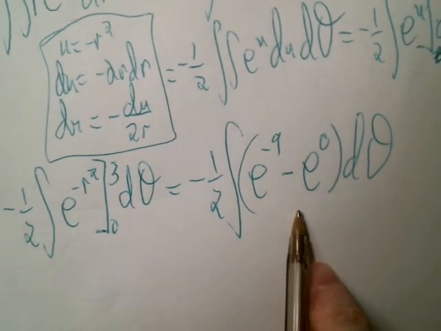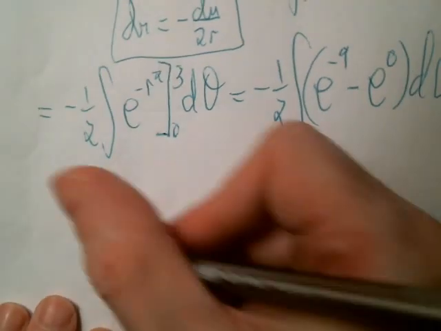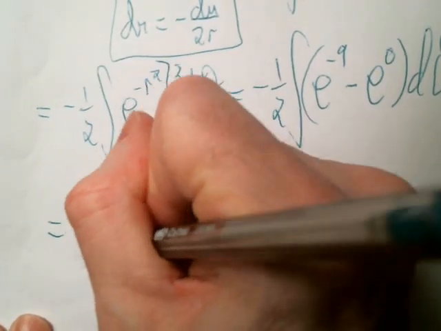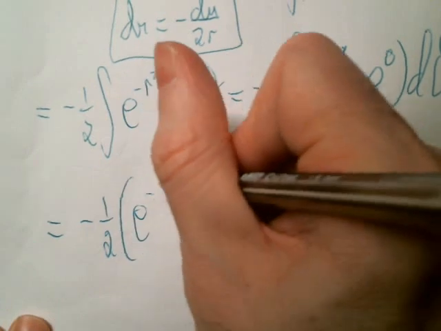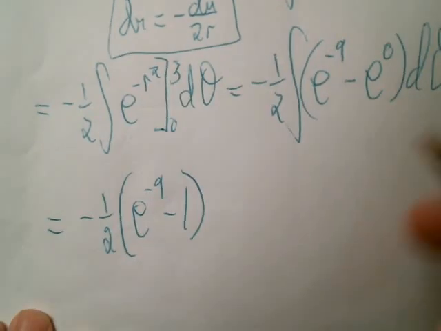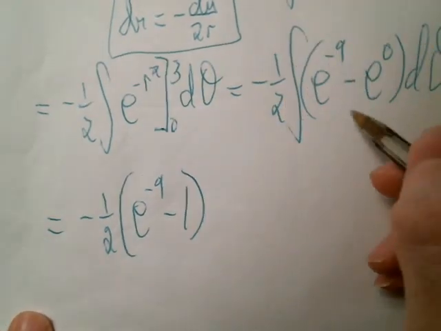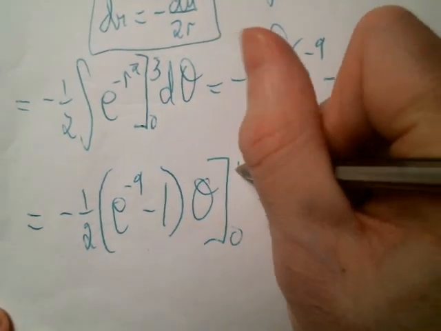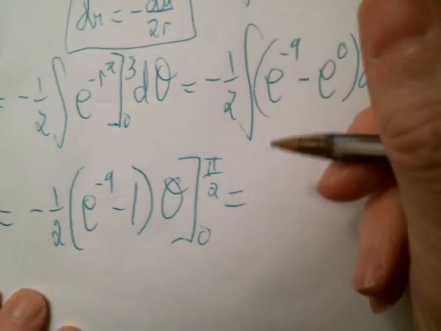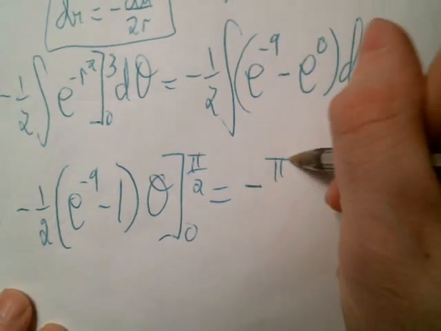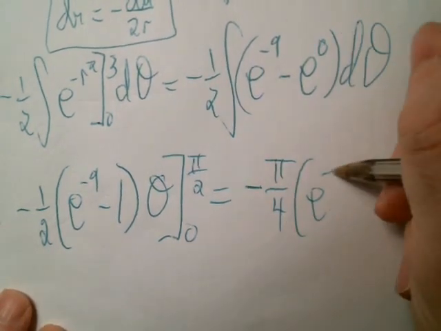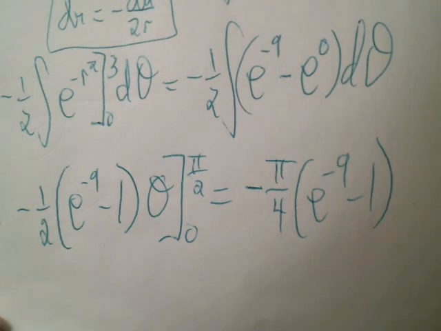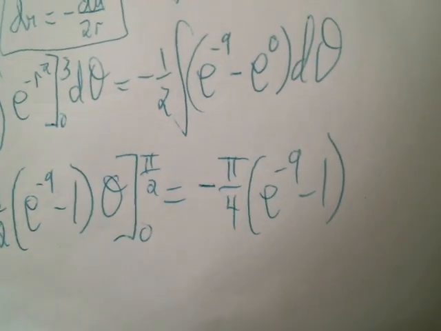All of that is just a constant, which I can factor out of the integral. So I have negative 1/2 times e to the negative 9 minus 1. And then the integral of just 1 d theta will be theta. And I have to evaluate that from 0 to pi over 2. So that's just going to give me negative pi over 4 times e to the negative 9 minus 1, and then minus 0, but you know. Okay.